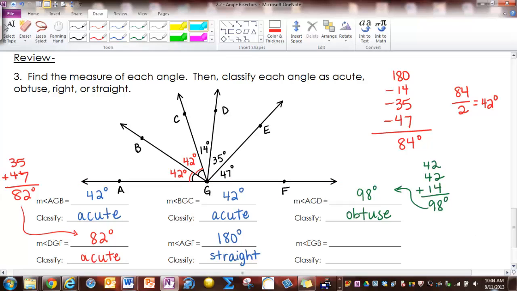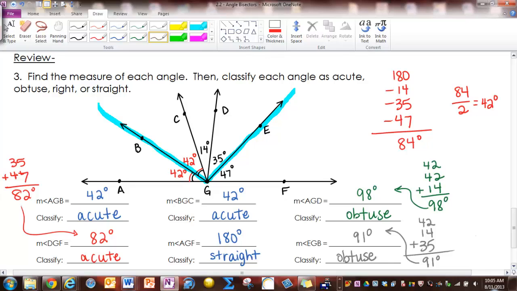The last angle they ask for is the measure of angle EGB, and that is this angle. Now, EGB is going to be the sum of 42 plus 14 plus 35, and that will be 91 degrees. Now this one is really close to a right angle, but it is slightly bigger than 90 degrees, so we are going to classify this angle as obtuse.